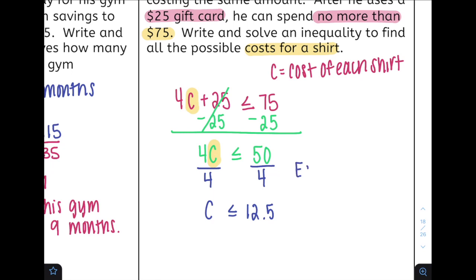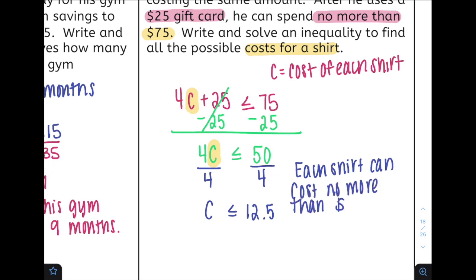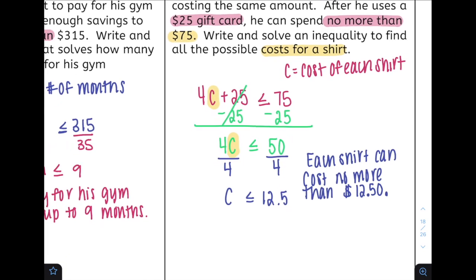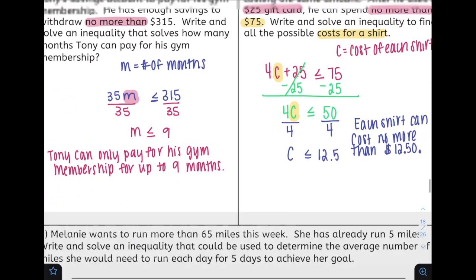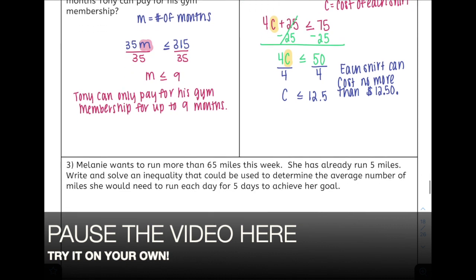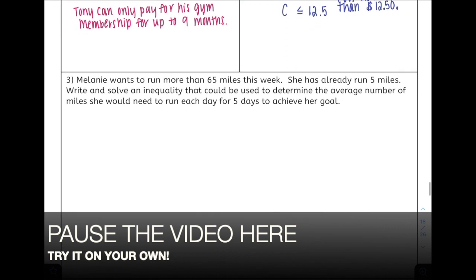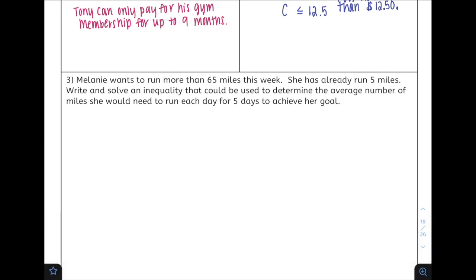So each shirt can cost no more than $12.50. Again, just interpreting that inequality. Number 3. Pause the video, try this one on your own, and come back and check your answer.